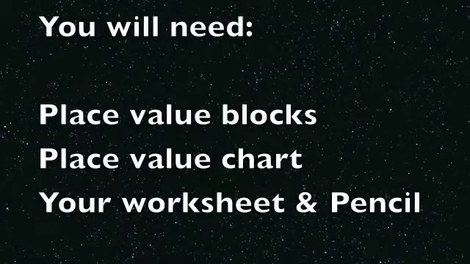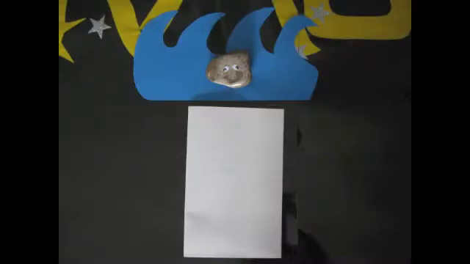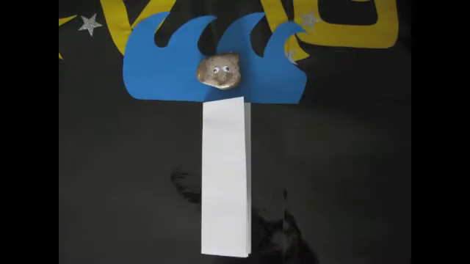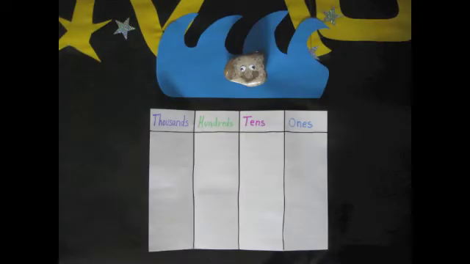Today you're going to need place value blocks, a place value chart, and your worksheet and a pencil. If you don't have a place value chart, you can make your own. Fold this paper in half like this. Now fold it in half again like this. Open it back up and make your lines so you have all four places.